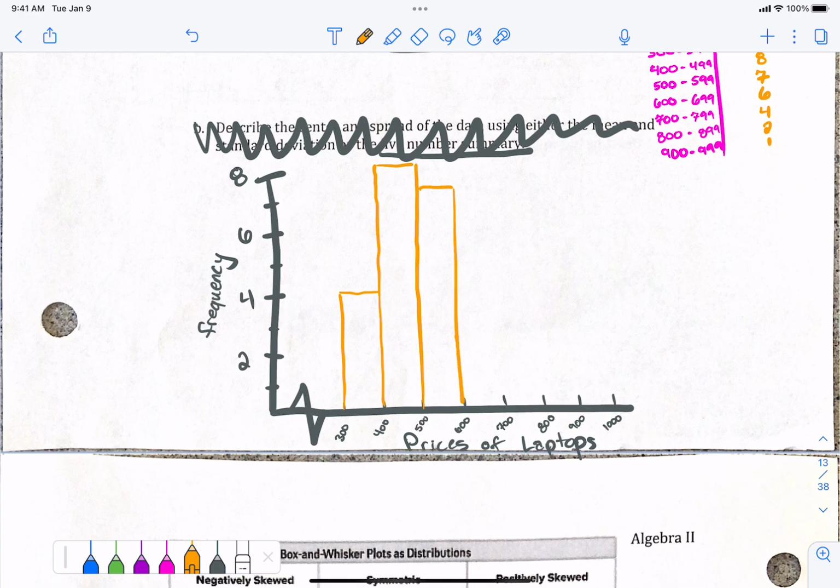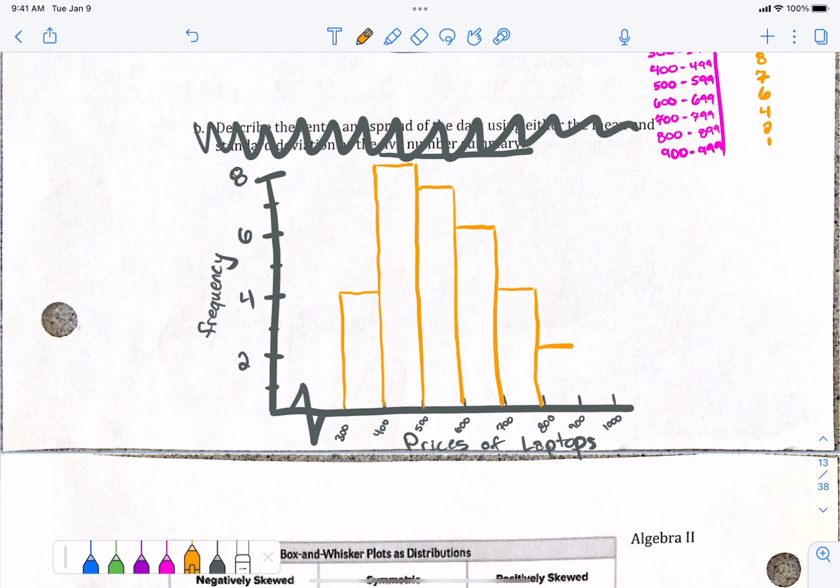The next tower is 7 units tall. Then 6 units tall. Your towers are leaning, but it doesn't even matter. Then 4. Wow. This looks like a positively skewed distribution.